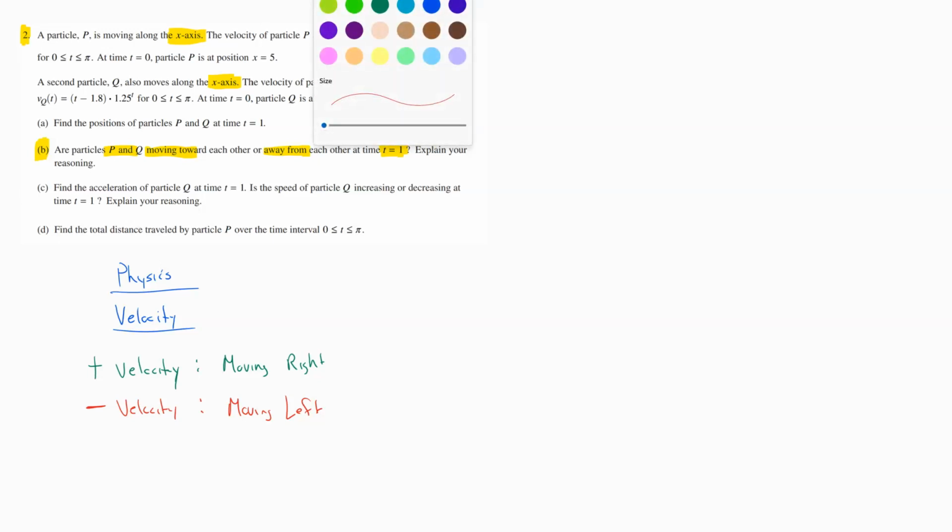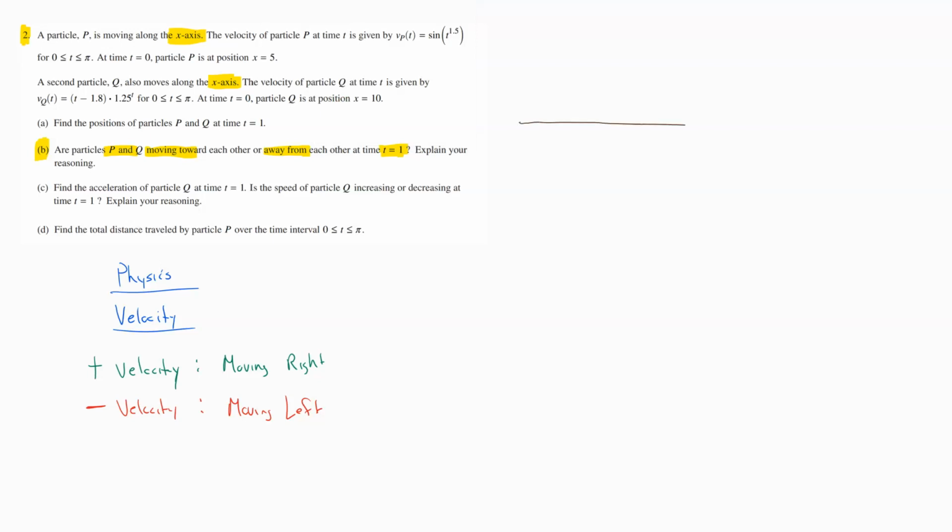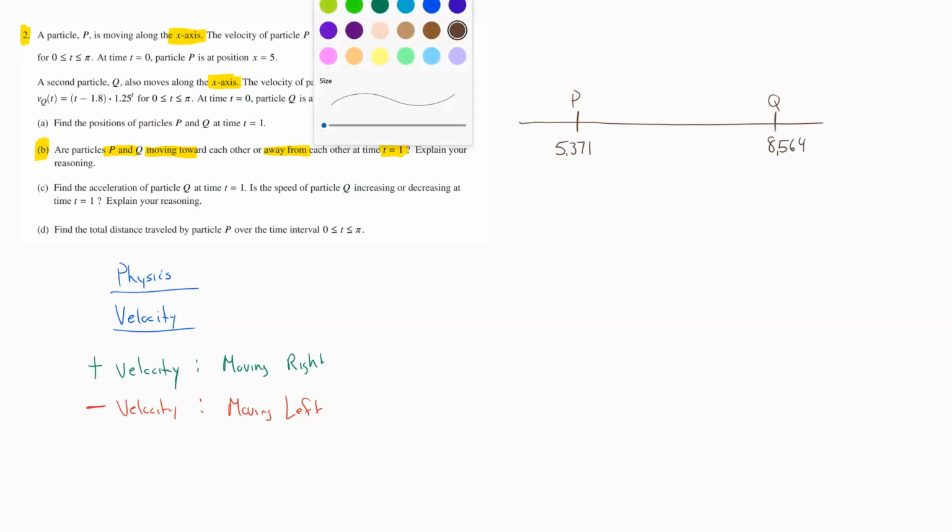Well, on part A, we found out where these things were at time t equals 1. So at some level, it's helpful to know where they're at, because if they're both moving to the left or both moving to the right, it's going to affect our answer. So particle P, the first particle, we found out that at t equals 1 is at 5.371 on the x-axis. And then we found out that particle Q is at 8.564.